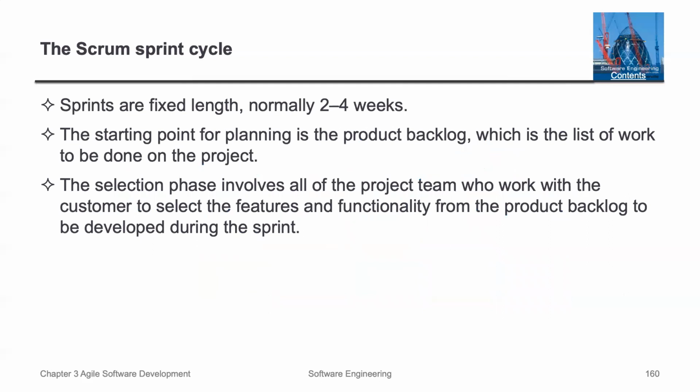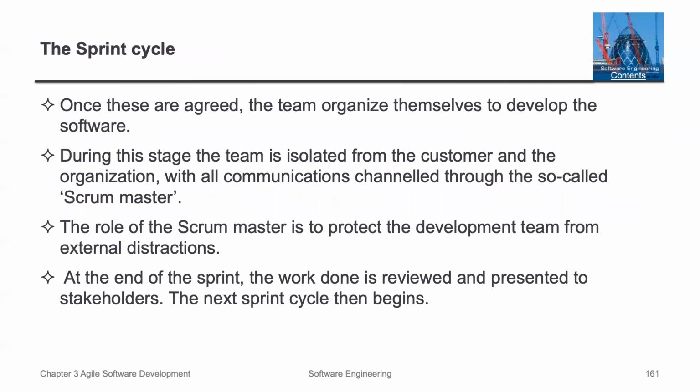So sprints are usually fixed lengths, normally 2 to 4 weeks. The starting point for planning is the product backlog, which is the list of work to be done on the project. The selection phase involves all of the project team, who work with the customer to select the features and functionality from the product backlog to be developed during the sprint. And so then we have the sprint cycle. Once these are agreed, the team organizes themselves to develop the software. During this stage, the team is isolated from the customer and the organization, with all communication channeled through the so-called Scrum Master, the leader of the Scrum.